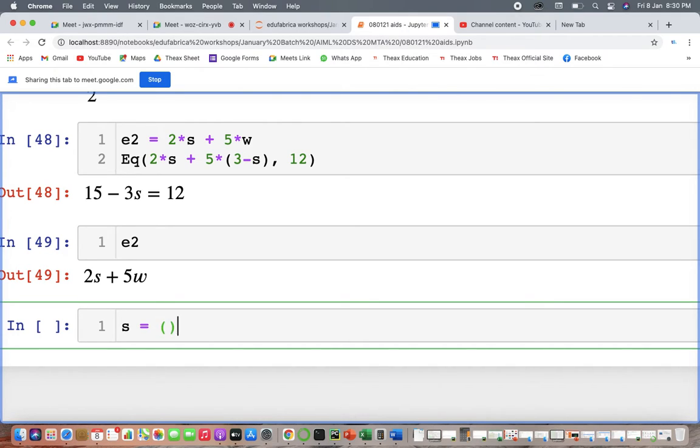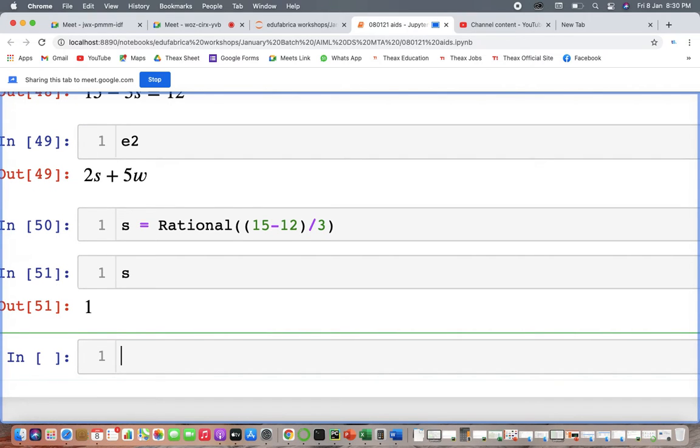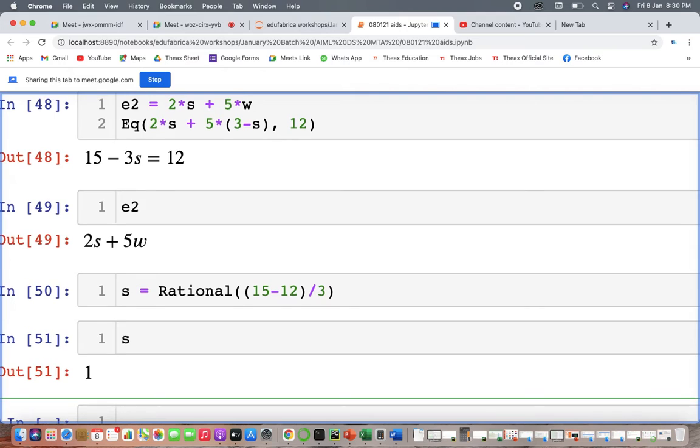S will be equal to the rational of 15 minus 12 upon 3. This is going to be the value of s, that is equal to 1. Is that correct? Any doubts there, guys? This should be the way of writing, right? If I'm finding the value of s, then I need this.